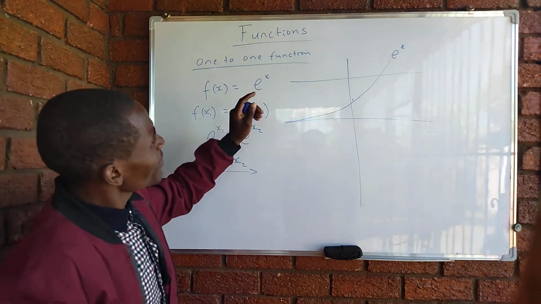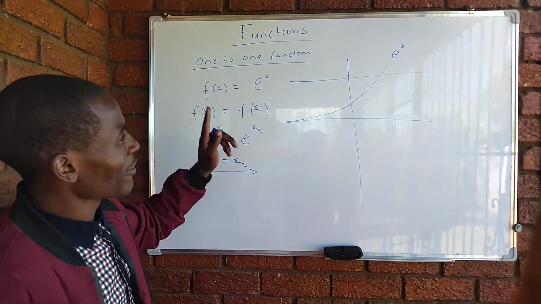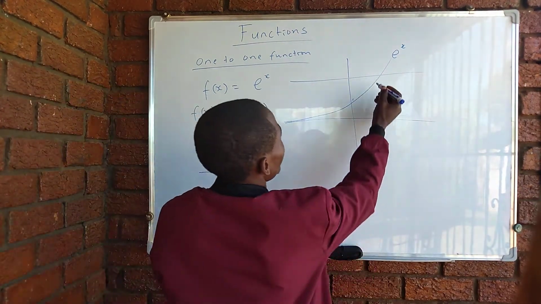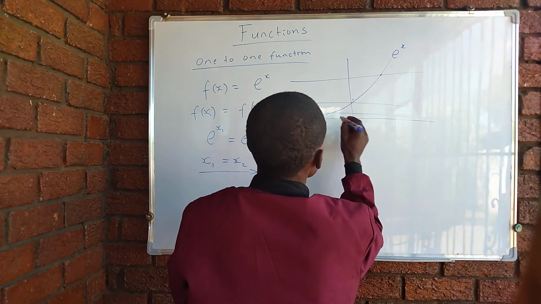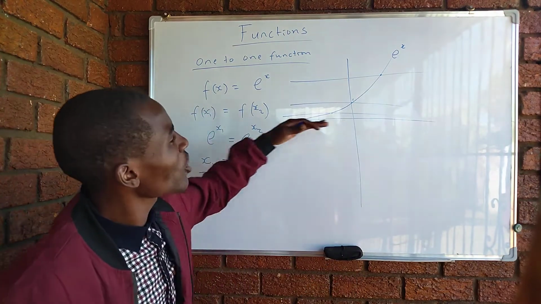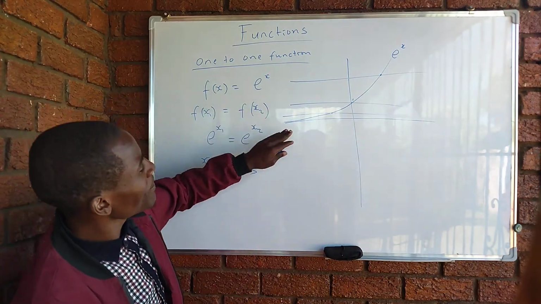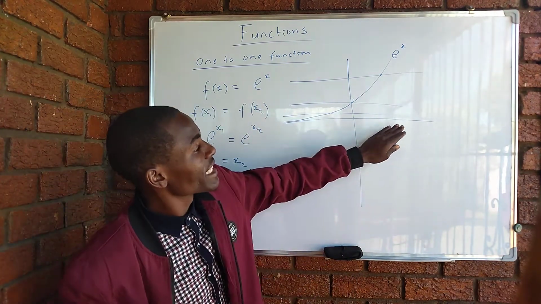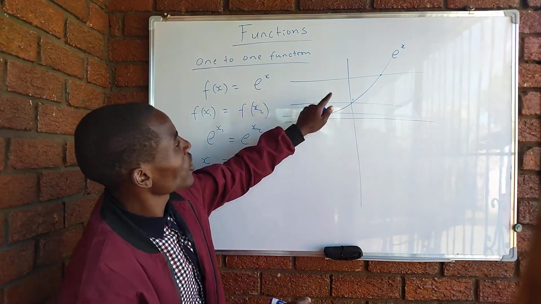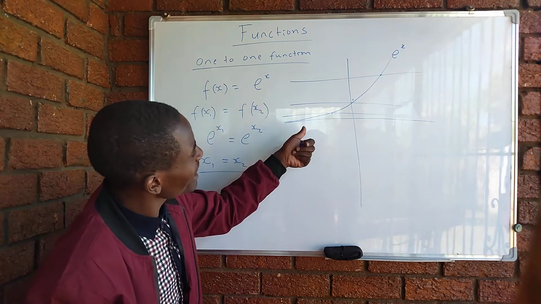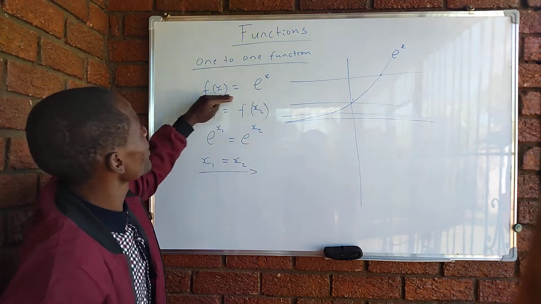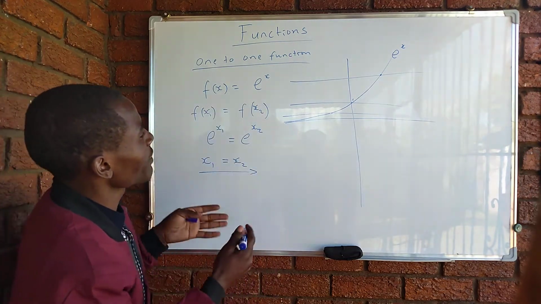So if the horizontal line cuts the graph once, for example, you draw one here and it cuts only once, right? A horizontal line is a line parallel to the x-axis. So the horizontal line is cutting the graph only once, which means f of x is equal to e to the power x is a one to one function, right?